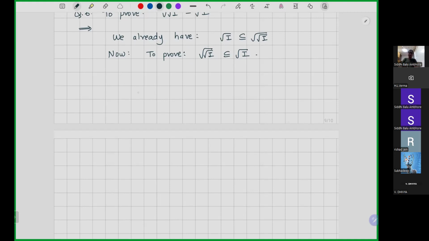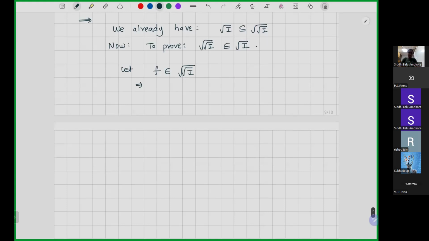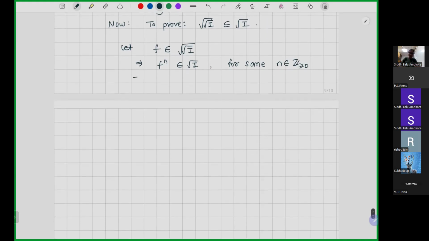Take an element, then its power. So we have to do nothing, just go with the definition, as suggested by Rishad. Okay, so f belongs to the radical of the radical of I. So what does this imply? That f power n belongs to the radical of I for some non-negative integer n. Okay, but once I have f power n belongs to the radical of I, what does this imply? That f power n power m belongs to I, right? This is the definition of the radical of I.